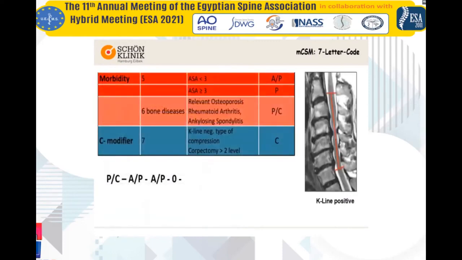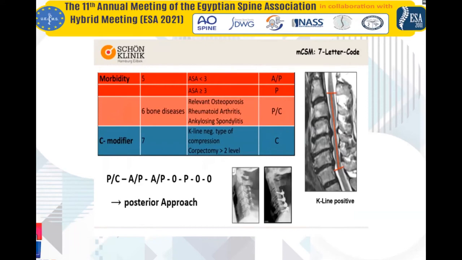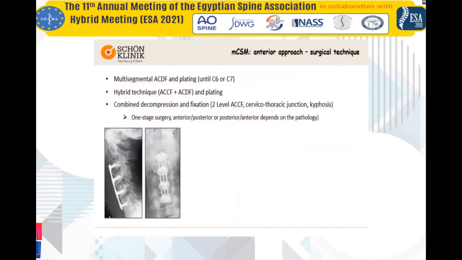When we look at the morbidity, Asia 3, this gives it P, and because there is no relevant bone disease and the C modifier key line is positive, there we add 2 zeros. So overall we have 4 P's and only 2 A's, so that makes it a posterior approach where you can either go for laminoplasty or for laminectomy and fusion. In multisegmental cases, of course, there might be also the indication for an anterior approach.